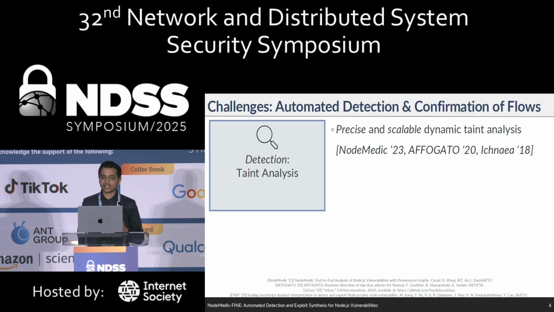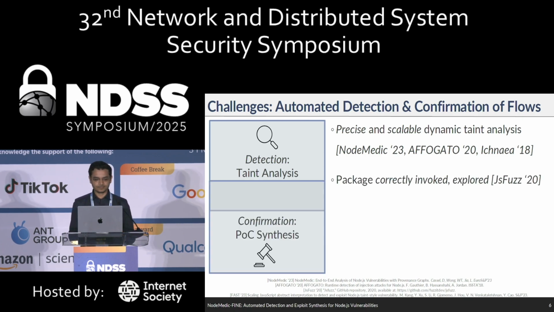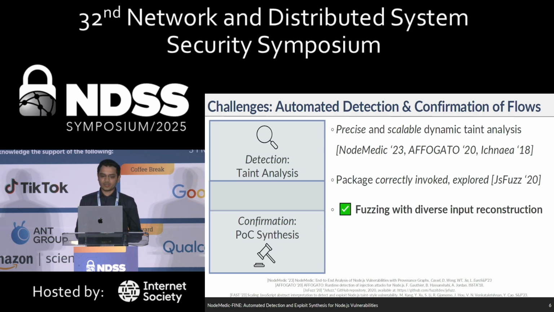For automated detection, one key challenge is performing precise yet scalable taint analysis. This was investigated in depth by our prior work NodeMedic, as well as Affogato, ICNIA, and many others which performed dynamic taint analysis. The next challenge, for dynamic analysis specifically, is ensuring that the package is correctly invoked and thoroughly explored. Prior work such as JSFuzz investigated effective JavaScript-specific fuzzing techniques, but was limited to string input generation. In NodeMedic-FINE, we've developed a fuzzing methodology that performs reconstruction of the diverse input types, strings, objects, arrays, numbers, that Node.js packages expect.